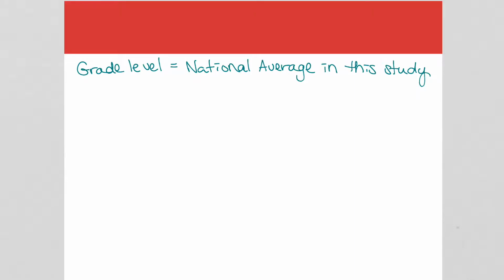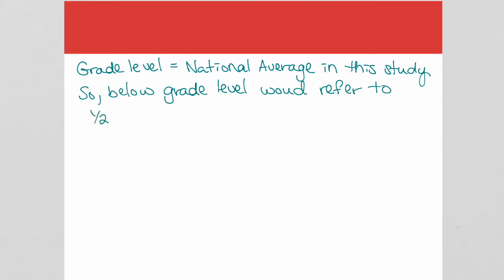Okay? So what's the national average? The national average would mean that you've got an average, okay? There's a middle number. And 50% of the nation is going to read above that average and 50% below, right? So below grade level would refer to half, or 50%, of the nation's students.